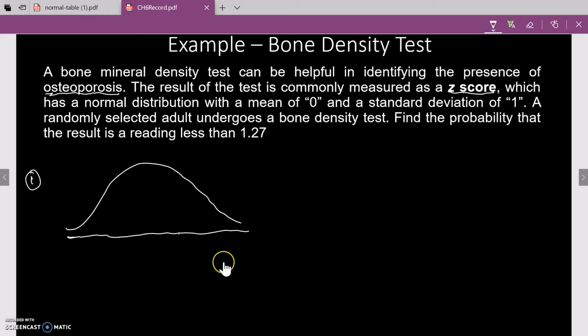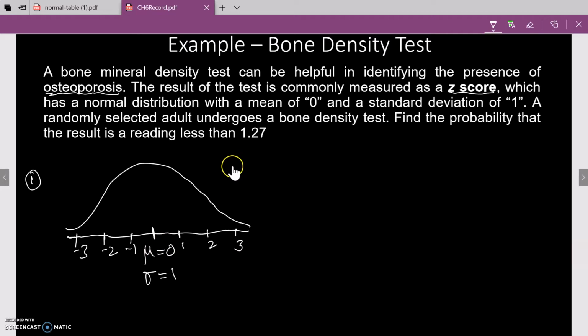Here is a bell-shaped curve. Exactly in the middle, write the mean value. The mean is 0, and also indicate the standard deviation, which is 1. So if the mean is 0 and the standard deviation is 1, this will be 1, this will be 2, and this will be 3. This is minus 1, minus 2, and minus 3. That's the first step: draw a bell-shaped curve and indicate the mean and the standard deviation.